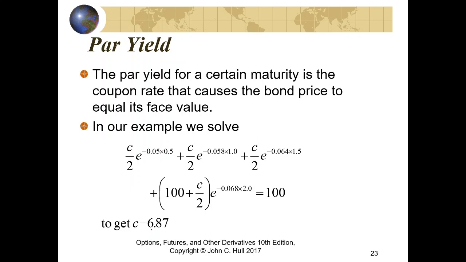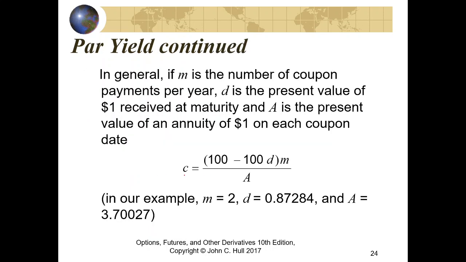There is another way to determine the par yield, which is using this formula. It makes our life a bit easier compared to the previous example. This formula states that the coupon rate is equal to 100 minus 100 times D, and all what's inside the bracket times M, and the whole numerator is divided by A. Okay, what is D, what is M, and what is A? D is the present value of $1 received at the maturity.